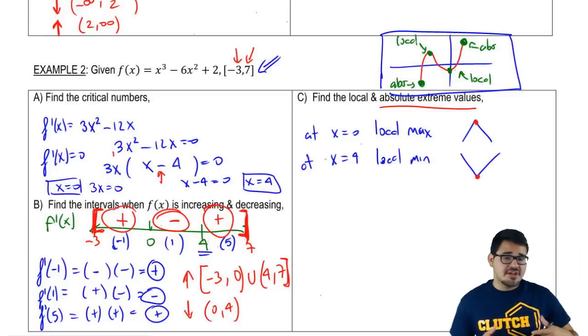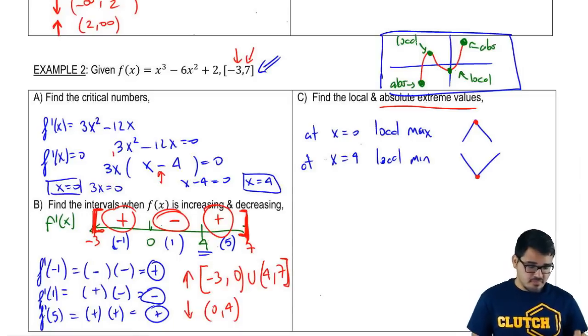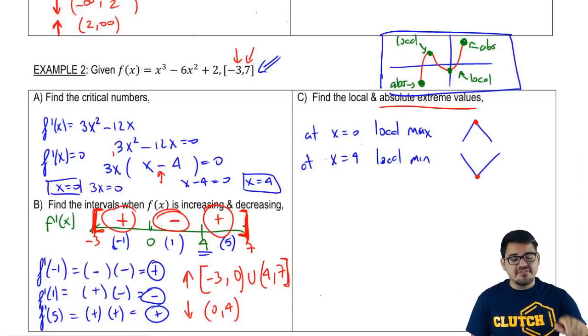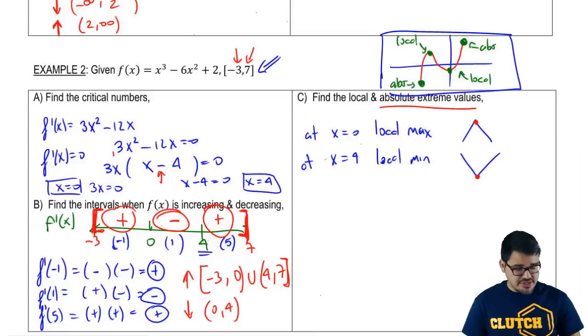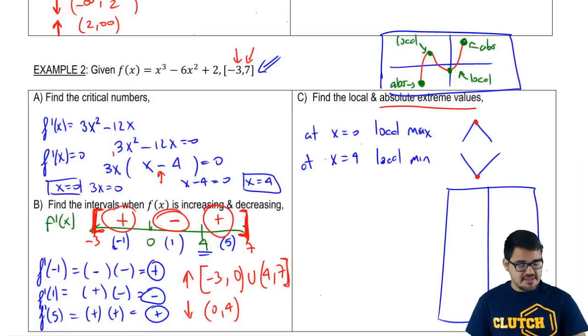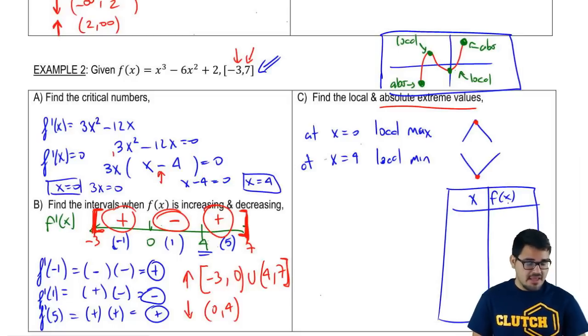So how are we actually going to see if at x equal to 0 I have a local max, or is it an absolute max? How do I know between the two? So what we're going to do is just do an x and f of x chart. I only need 4 boxes, and you guys will see why.